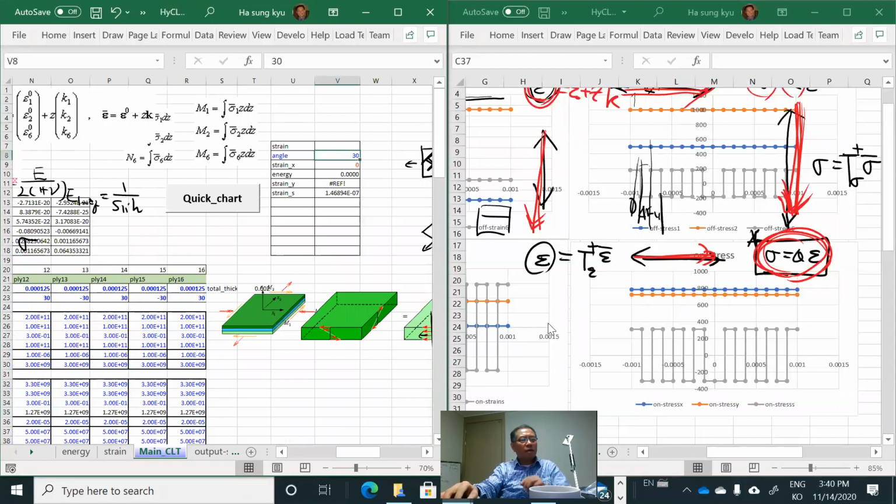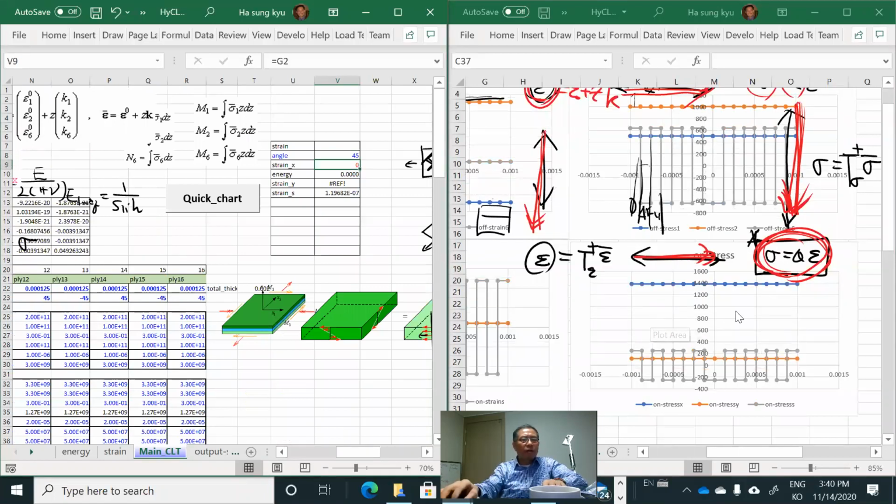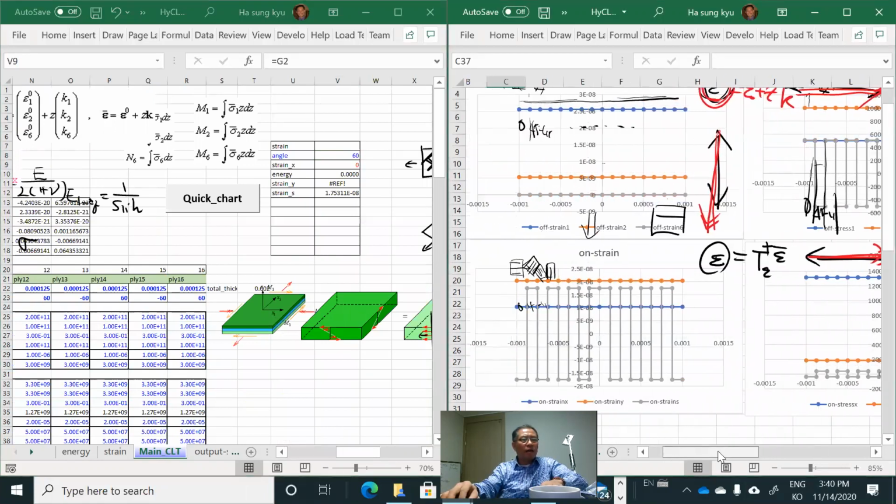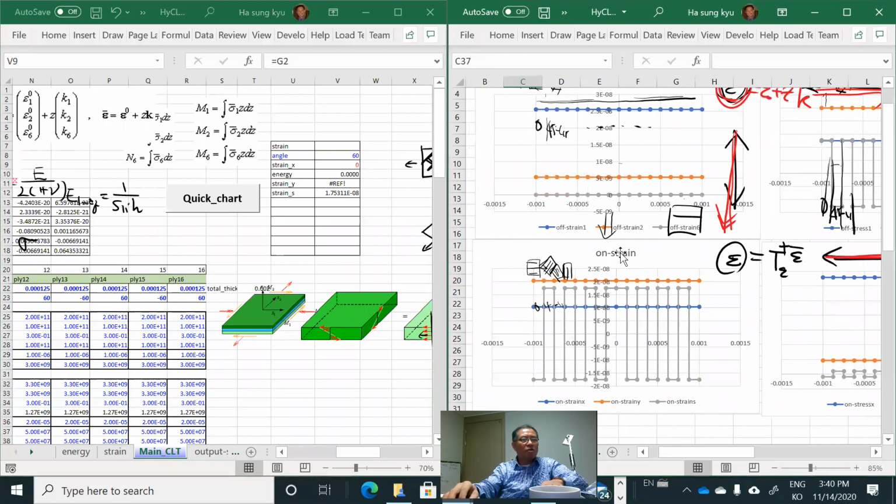Then let's see how much. I'm going to change it to 45 and see what happens here. What is increasing, right? And see what happened when I change the angle to 60. Why does it have some variation? And the on-axis strain in the fiber direction will be important. And of course, this epsilon y is also important, and see how they are changing.